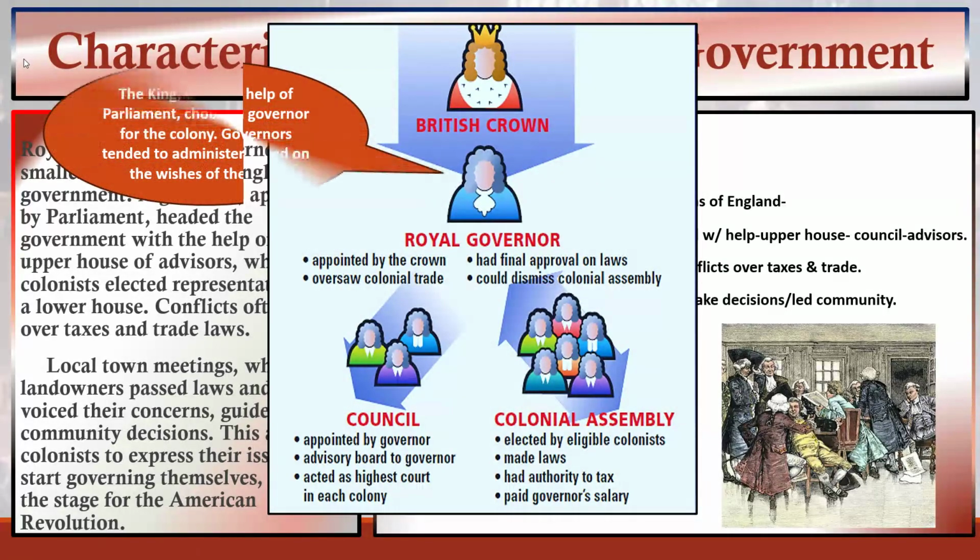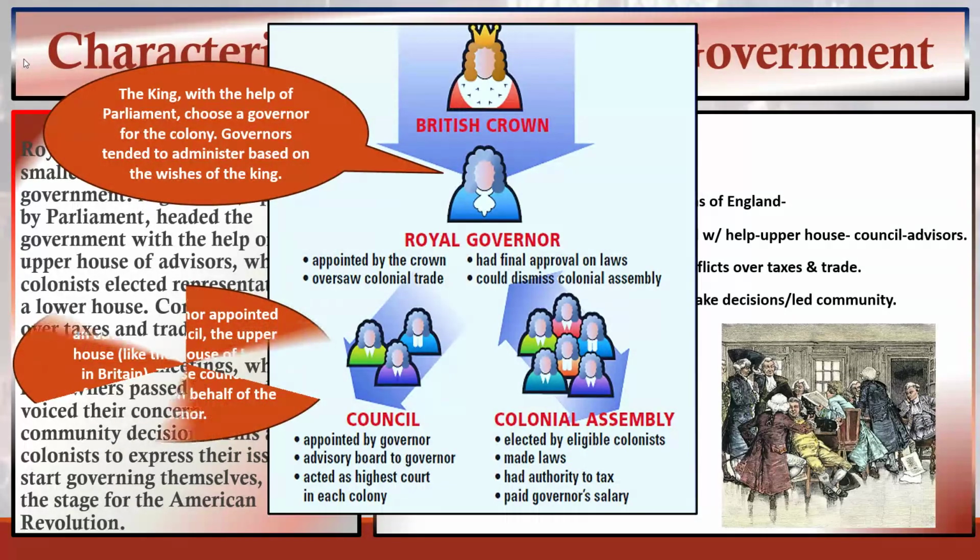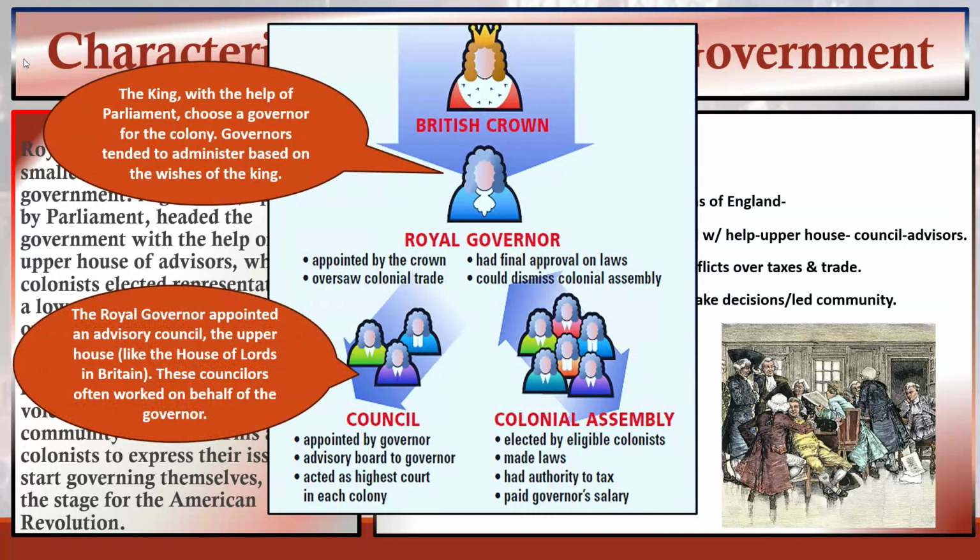Okay, and again, note here the organizational structure that we have in place, right? The king, with the help of parliament, chose a governor of the colony. Governors tended to administer based on the wishes of the king. So the royal governor is kind of like the king's direct person. So king and parliament would often decide who would be royal governors, and they would rule. The royal governor appointed an advisory council, an upper house, like the House of Lords in Britain. These councillors often worked on behalf of the governor, so they tended to agree with the governor all the time.